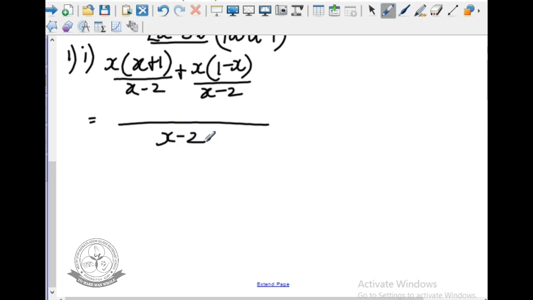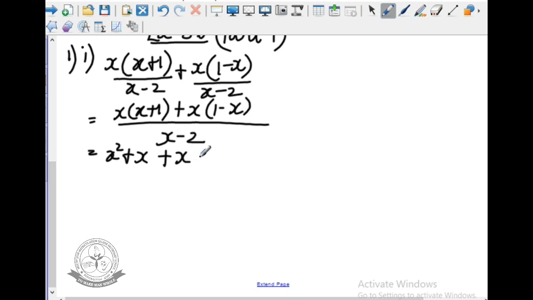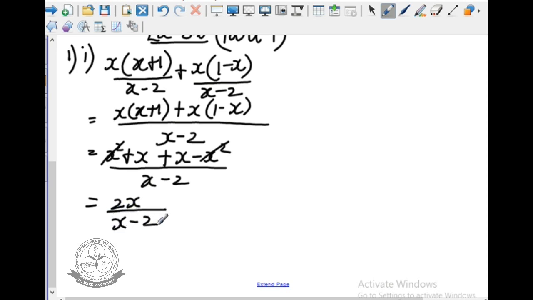Now compare the numerator, you have to simplify x into x plus 1 plus x into 1 minus x. Multiply x with each term: x squared plus x, minus x squared, whole divided by x minus 2. Plus x squared and minus x squared get cancelled, the remaining term will be 2x divided by x minus 2. This is the answer.